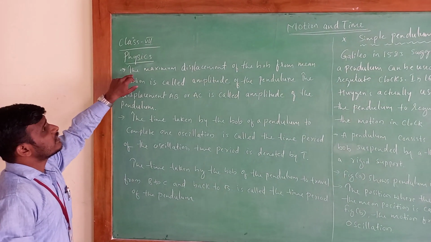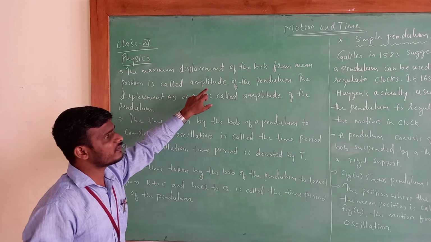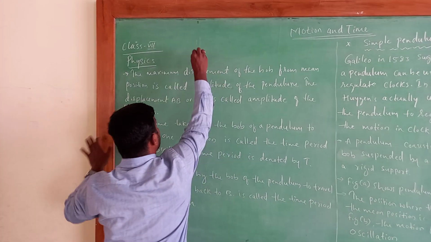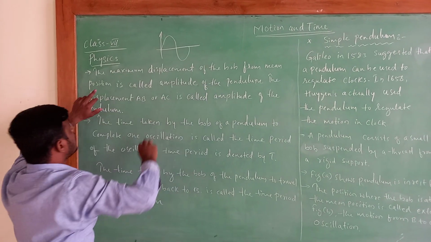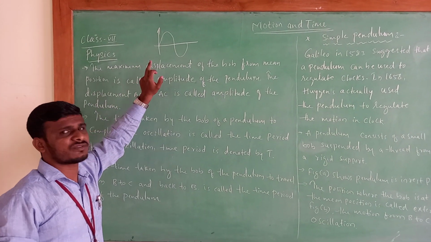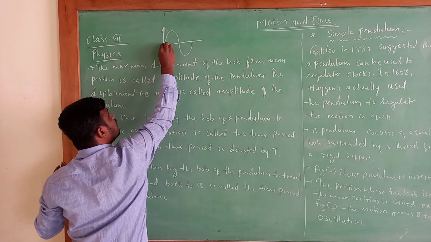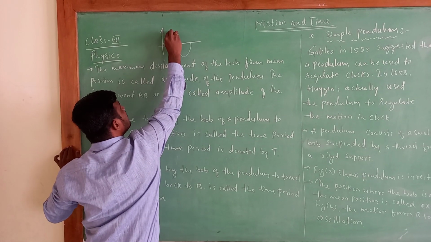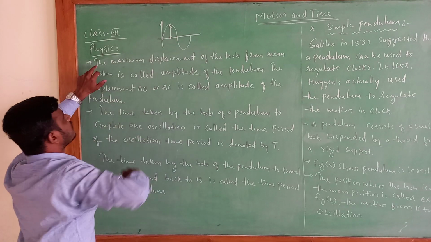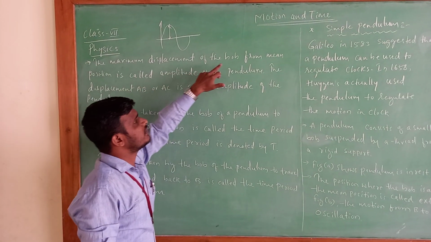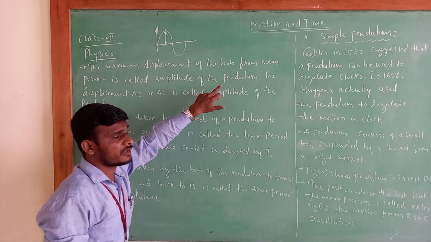Next thing is the maximum displacement of the bob from the mean position, which is called the amplitude of the pendulum. You have seen this wave diagram, right? Here is the maximum displacement of the object, or the bob, from the mean position. This is the mean position, and the maximum displacement is here. From here to here, the distance we call the amplitude. The maximum displacement of the bob from the mean position is called the amplitude of the pendulum, right?